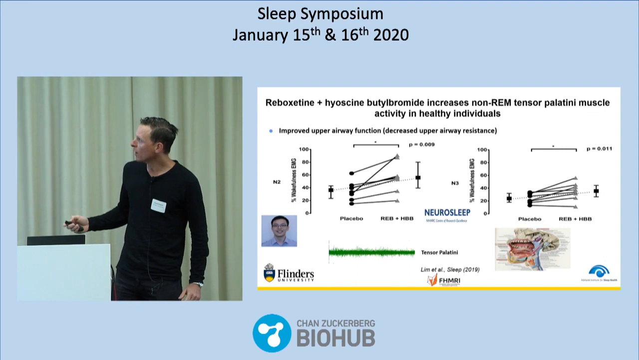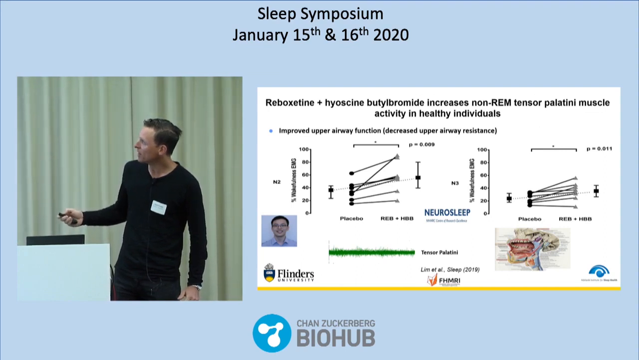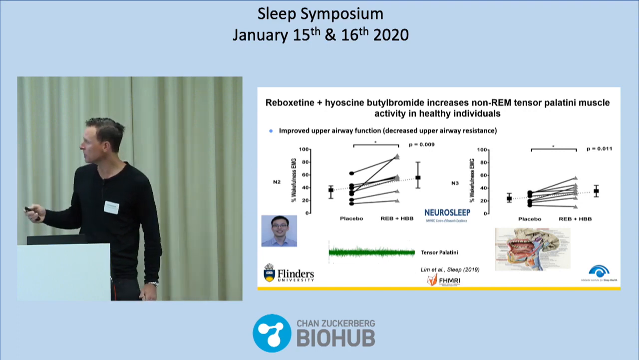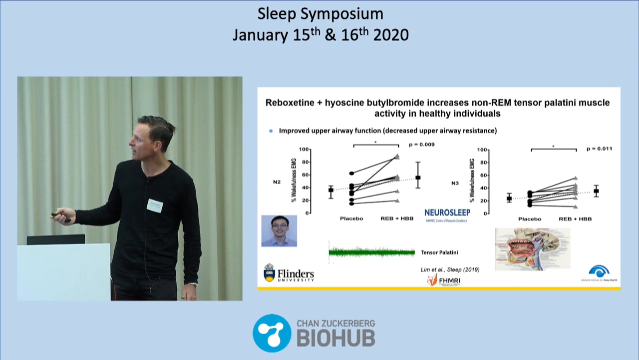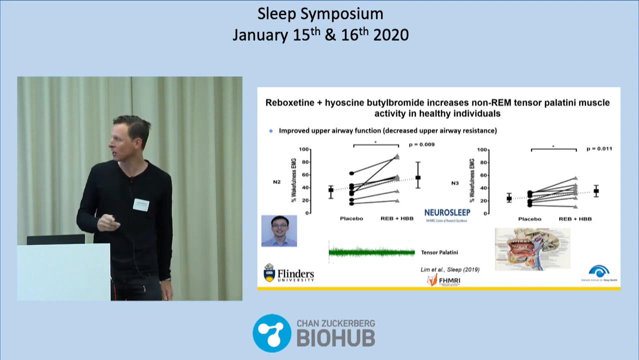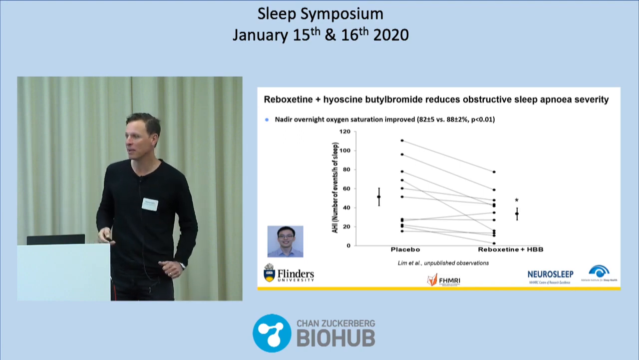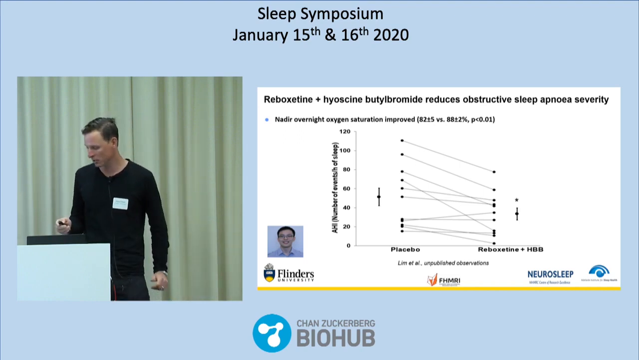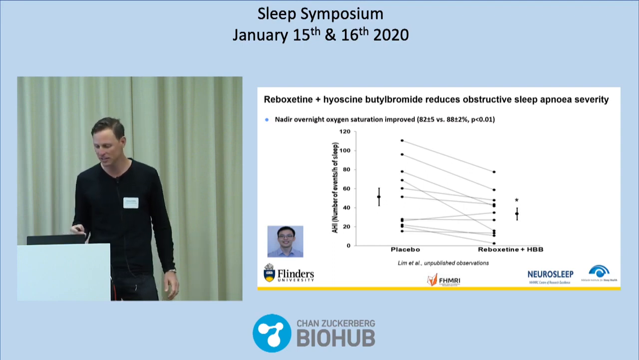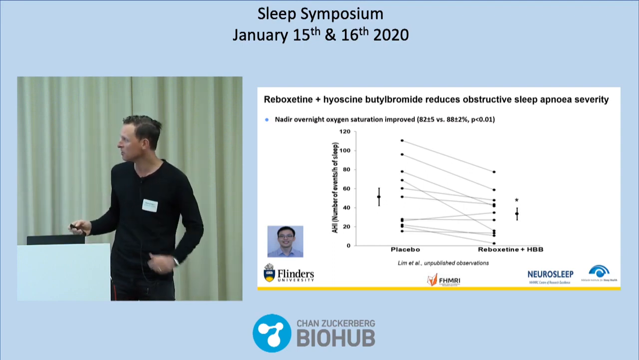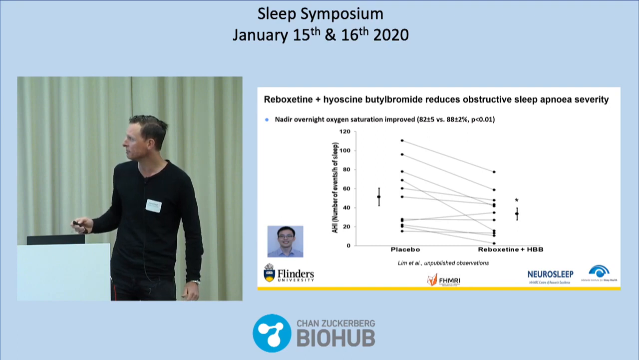We've also done work with other NRIs. So we took reboxetine and another antimuscarinic as shown here. And what we found in this mechanistic study, Richard Lim was a PhD student in the lab, basically we could increase the activity of tensor palatini with this particular drug combination. And Richard's gone on to look at the AHI in people with sleep apnea and have found about a 40% improvement with this combination as well. So suggesting that this class of drugs is in fact having a substantial improvement in sleep disordered breathing.